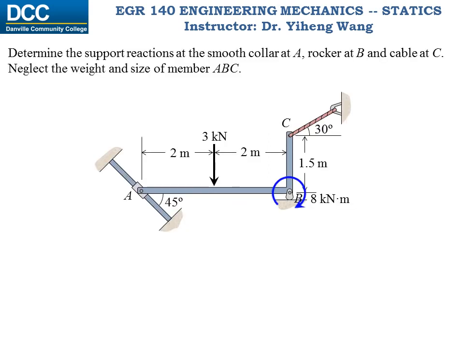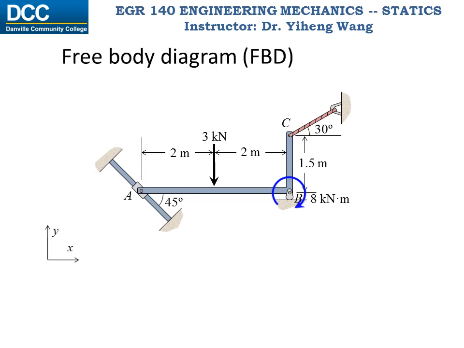Let's look at another example. Here's a member ABC subjected to the 3 kN force and 8 kN couple moment loadings as shown. It is supported by a smooth collar at point A, a rocker at point B, and a cable at point C. We are asked to determine the support reactions at these points. We need to analyze these supports and draw the reactions they exert on the free body diagram.